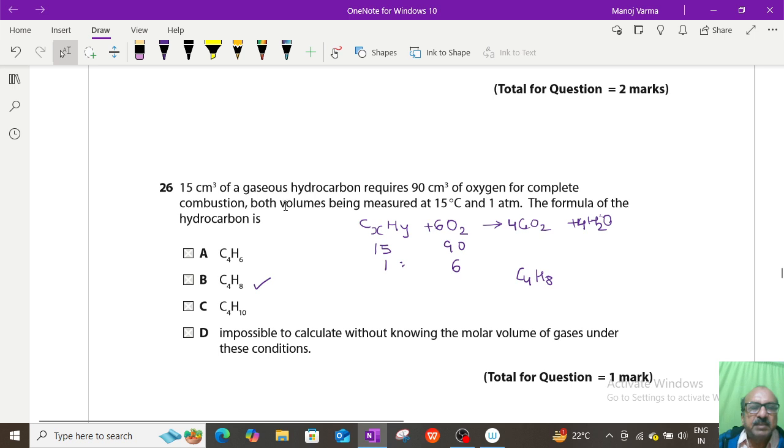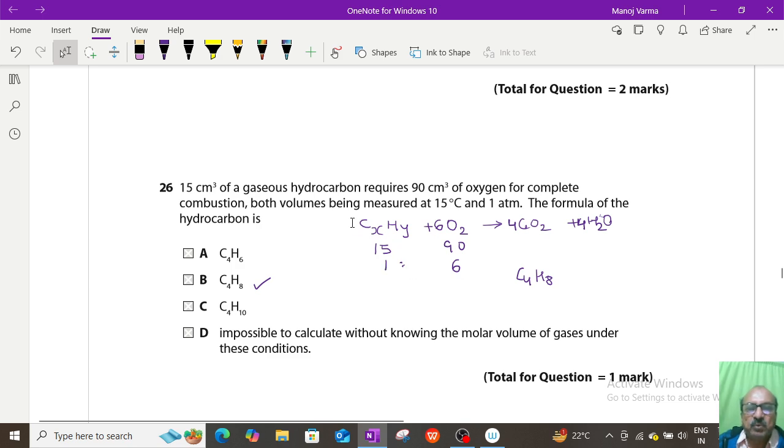26. 15 centimeter cube of a gaseous hydrocarbon requires 90 centimeter cube of oxygen for complete combustion. What is the formula of the hydrocarbon? So let the formula of the hydrocarbon be CxHy, reacting with oxygen, and giving carbon dioxide and water. And if you see 15 centimeter cube and 90, that means it's in the ratio of 1:6.